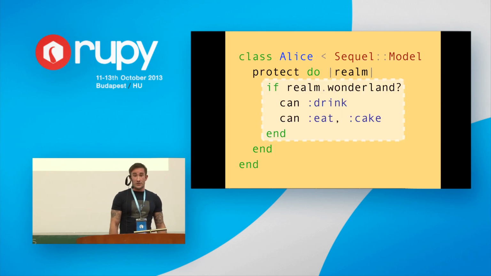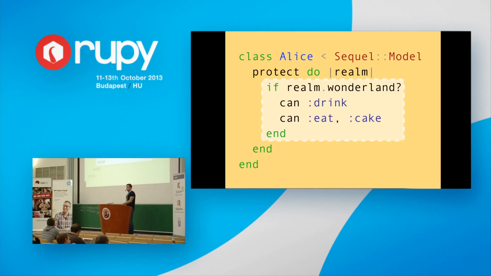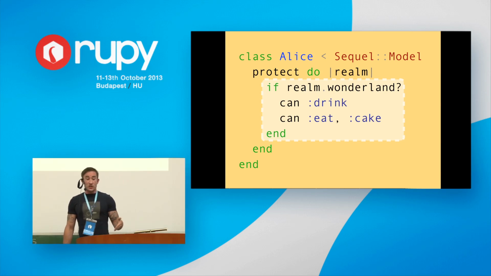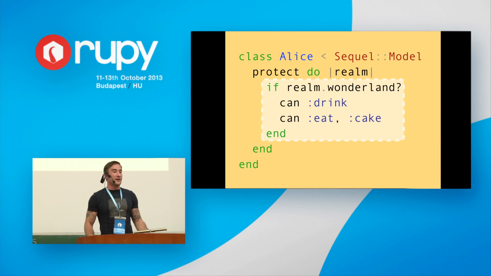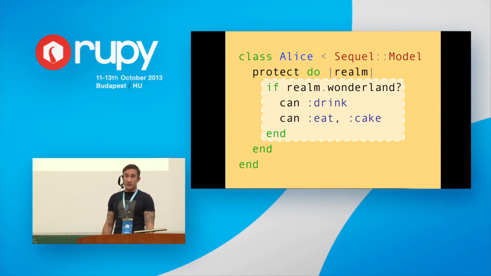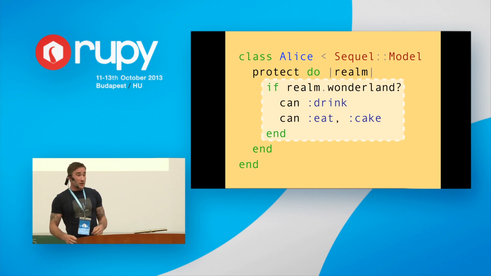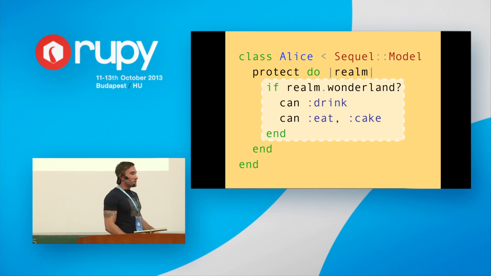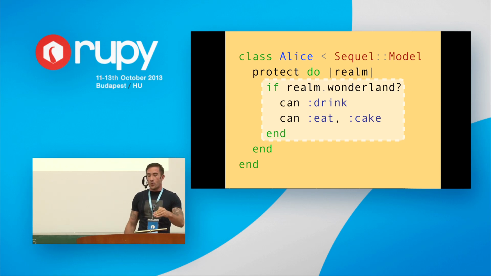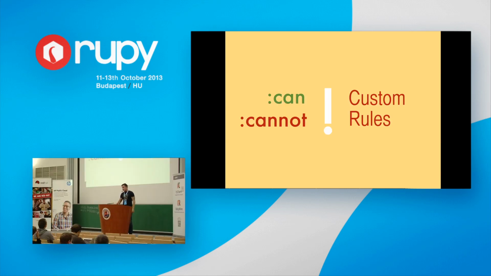It also allows you to use custom rules, like for this thing. This is Alice, and she's supposed to be in Wonderland. And as long as she is in Wonderland, she can drink anything she wants, and she can eat, but she can only eat a cake. Sorry, Alice. That's how you can define custom things with Protector. You're not bound to things like can view, can destroy, can create. You can create whatever rules you want and any context internally that you want. So that's it, custom rules.